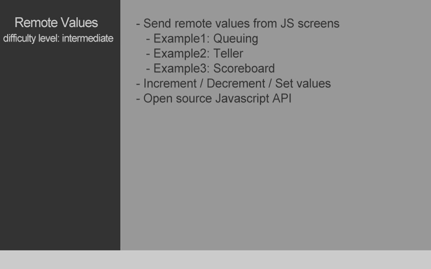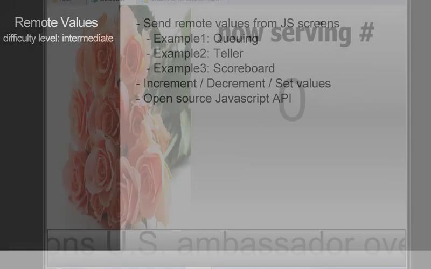Teller is normally what you'll see in a bank where people are standing in line and you have an arrow pointing them in the right direction when the next teller is available. And a scoreboard is something you'll normally see in a basketball game where each team has a score. So again, you can use, for example, a mobile device to control the scoreboard, set particular values such as the score, the number of fouls. So I'll show you how to set up a scoreboard as well. So with that, let's go ahead and begin.